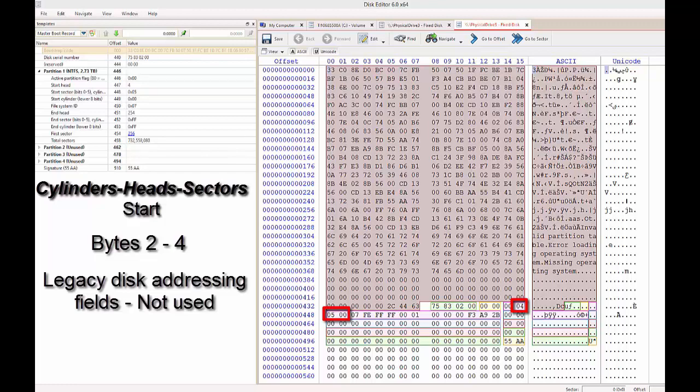The problem with this early addressing method was that it had a capacity limit of 504 megabytes. After some temporary intermediary solutions were used to account for this limitation, a new method of addressing called logical block addressing was implemented. Most hard disks released after 1996 use this newer logical block addressing scheme. As far as the master boot record was concerned, the cylinders, heads, and sectors addressing information was kept to accommodate legacy media.